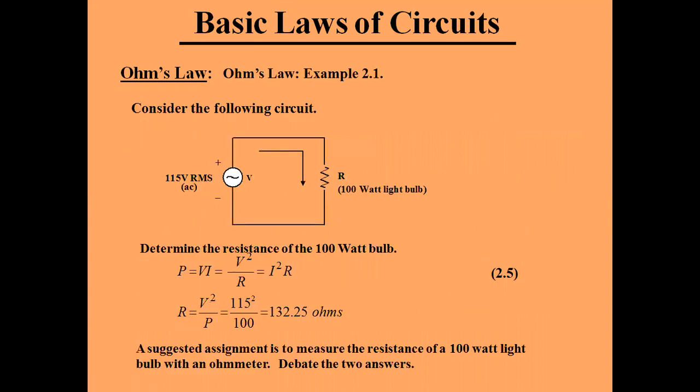Now consider this circuit. In this circuit, the resistance is connected across a voltage source of 115 volt RMS value, and the load is a 100 watt light bulb. Now determine the resistance of the 100 watt bulb. You have to find out the value of this resistance. We know the power taken by this resistance: P is equal to VI, which is I square R, or V square upon R.